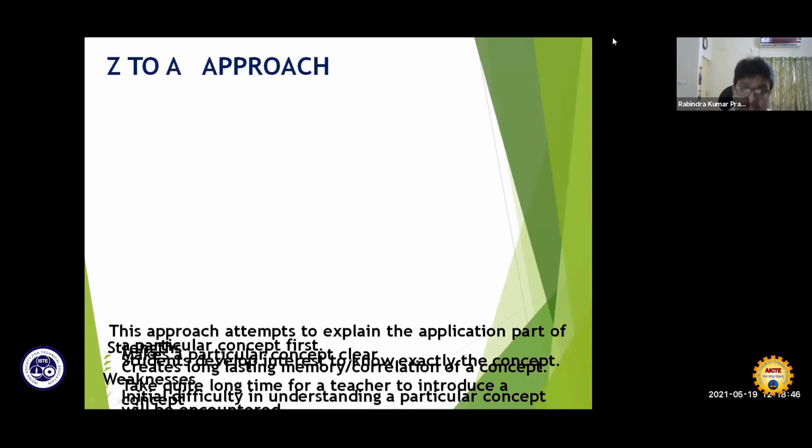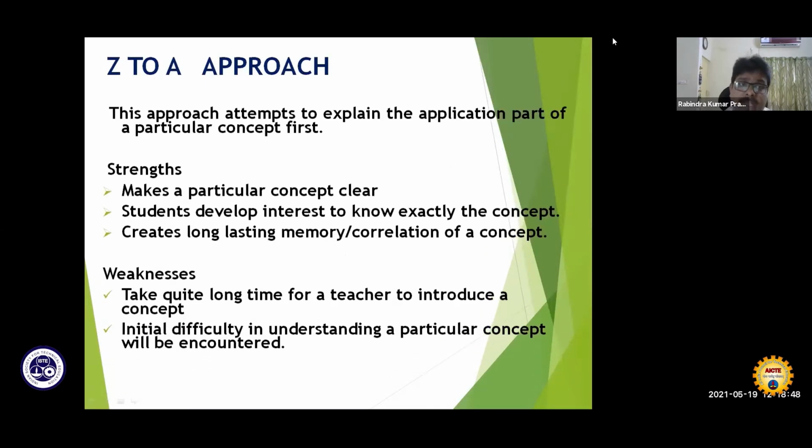And there is another approach, what we call the Z to A approach instead of the A to Z approach. The Z to A approach always talks about the application part of a particular concept. Say, for example, let us talk about cricket, because cricket is very popular in India. Cricket can be understood in terms of three things: batting, bowling, and fielding. So let's talk about batting. There are different kinds of batting.